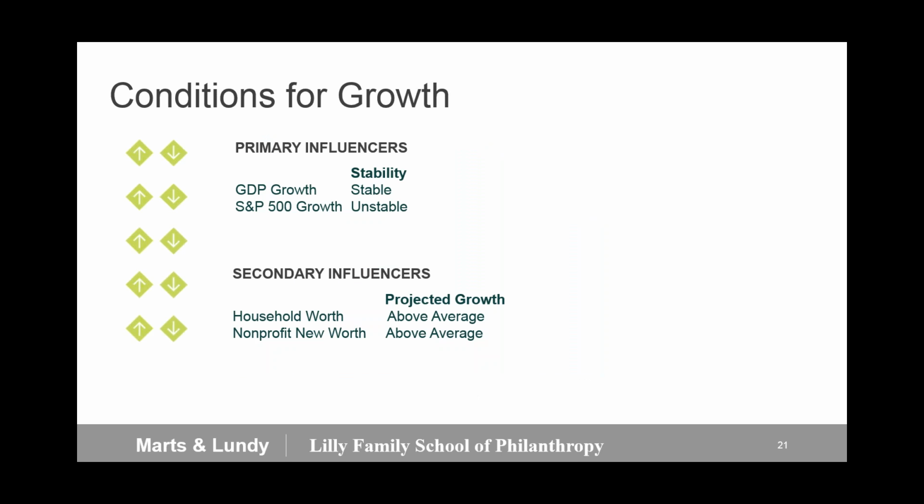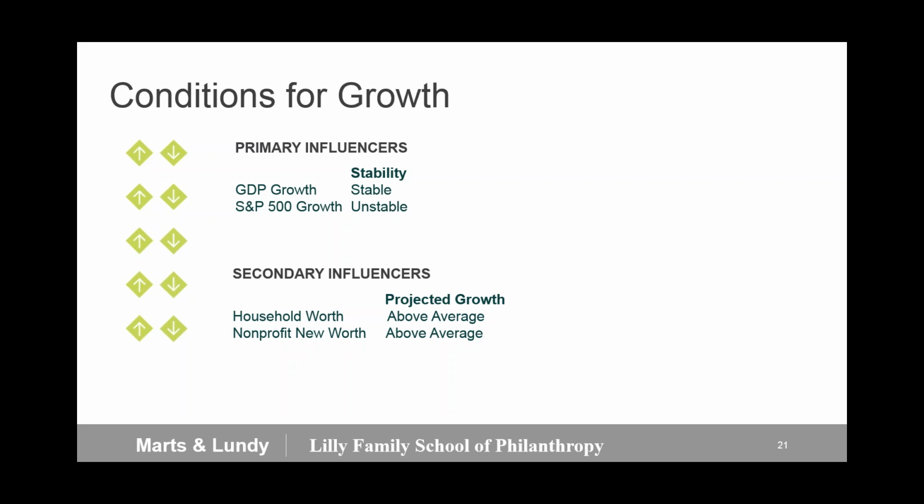The first set of answers is based on the factors that Una described that informed the Lilly family study. The two primary economic factors that influence giving to education are the growth rates for the gross domestic product, GDP, and for the Standard & Poor's 500. GDP growth is projected to post average to slightly below average gains of 3% in 2016 and 2017. The S&P 500 is projected to post above average gains of 7% in 2016 and 6% in 2017.